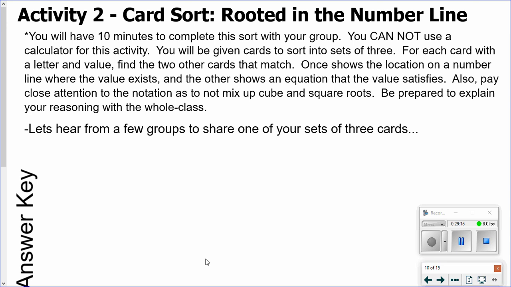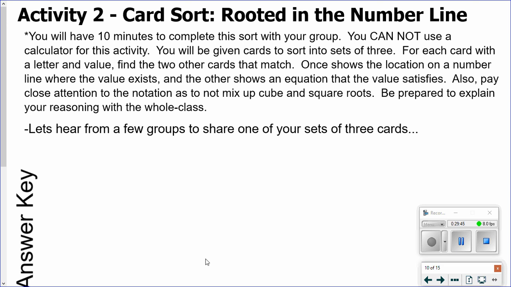You'll be given cards to sort into sets of 3. For each card with a letter and value, find the 2 other cards that match it. One shows the location on a number line where the value exists. The other shows an equation that the value satisfies. Also pay close attention to the notation so as not to mix up the cube and square roots. They're both intertwined in this activity like the first activity we did today.